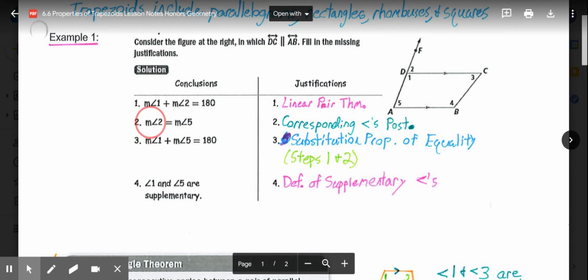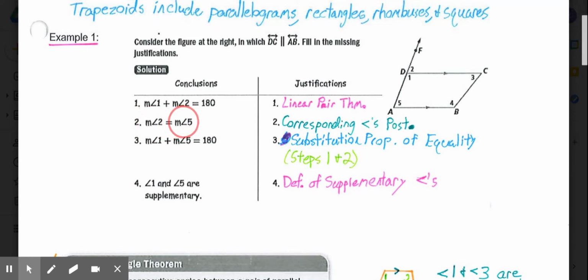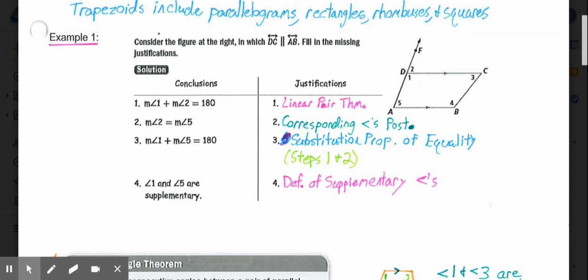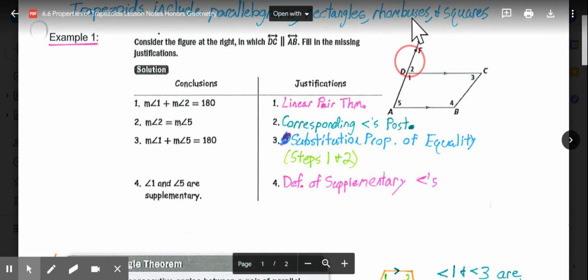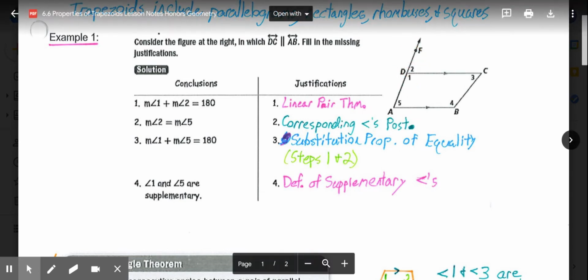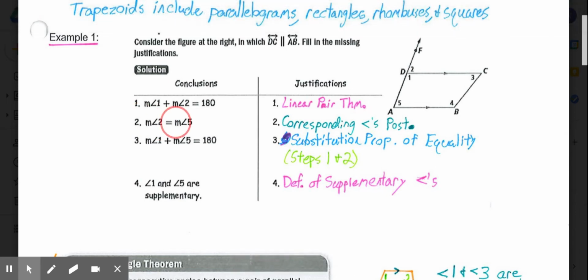Then they told us the measure of angle 2 is equal to the measure of angle 5, 2 being here, 5 being here. If we think of AD as our transversal, in between our two parallel lines, AB and DC, angle 5 and angle 2 are corresponding angles. So the corresponding angle postulate tells us their measures are equal.